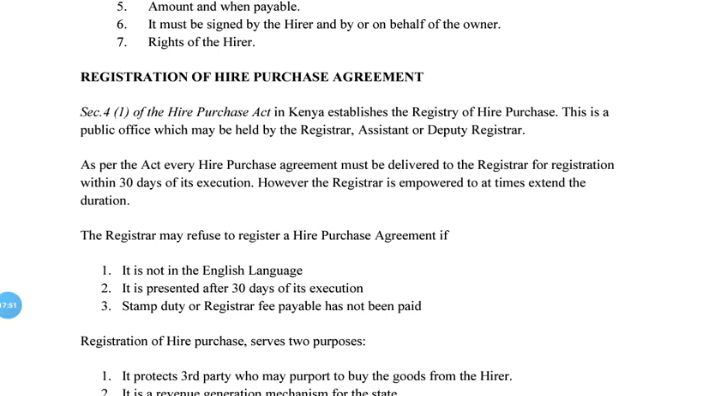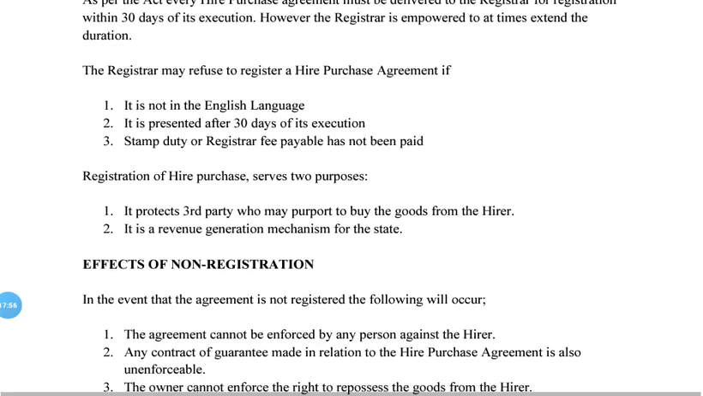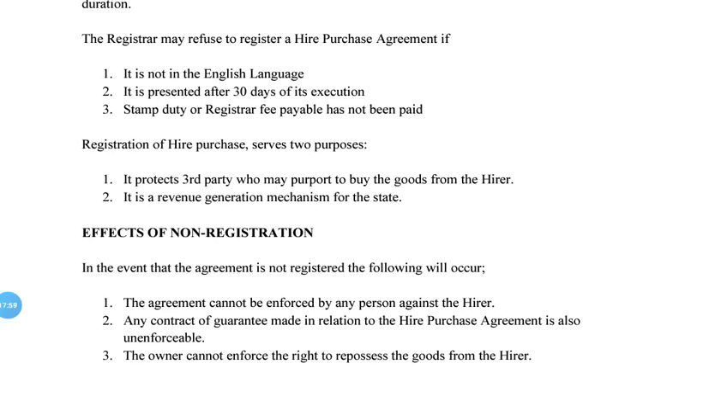So registration of hire purchase serves two purposes. It protects the party who may purport to buy the goods from the hirer. It is also a revenue generation mechanism for the state. So when you register your agreement, it is required that you pay the stamp duty. Stamp duty is an income for the government, and therefore we are saying that it is a revenue generation mechanism.